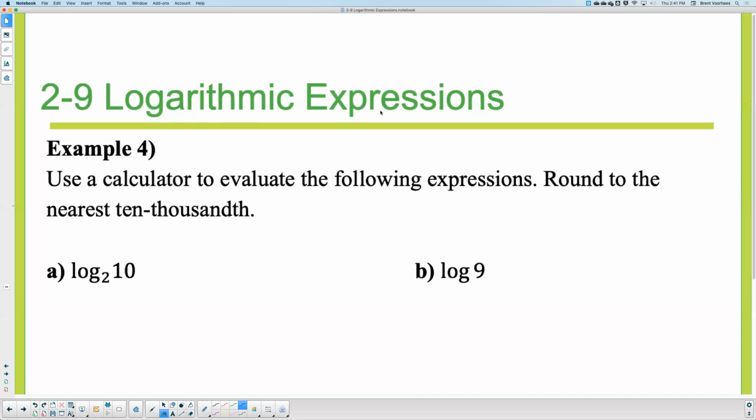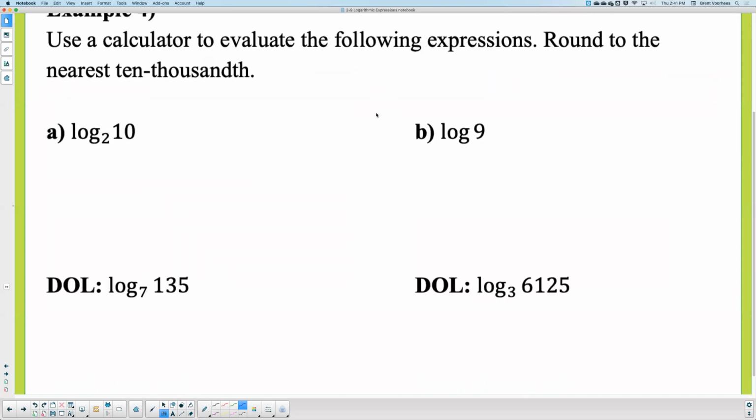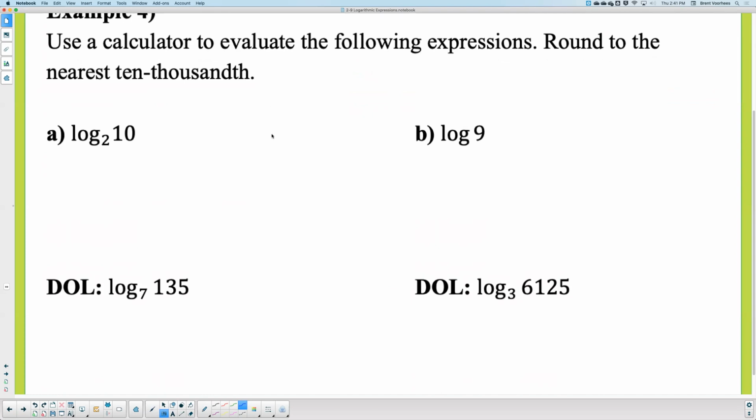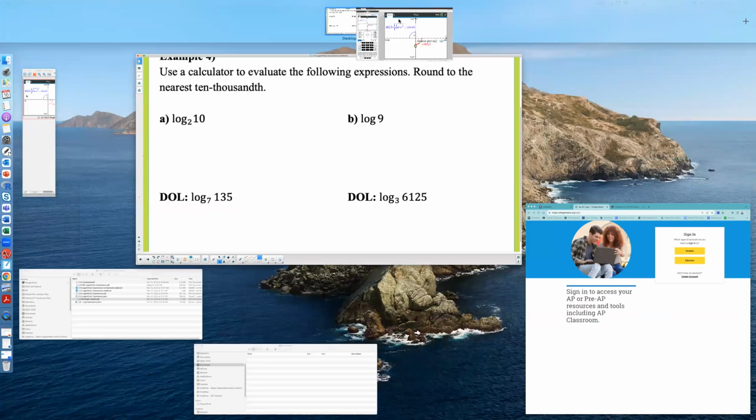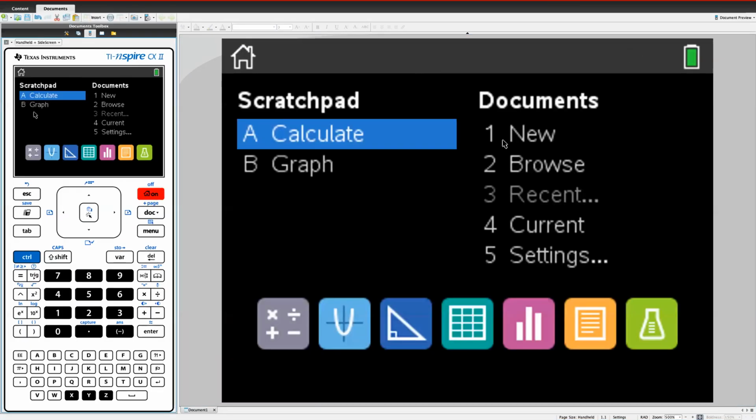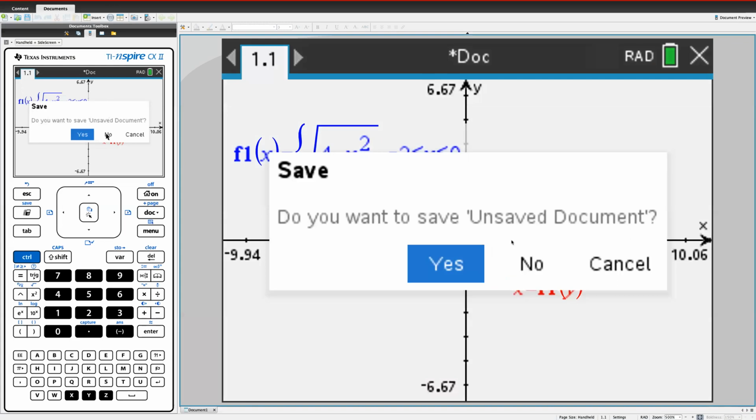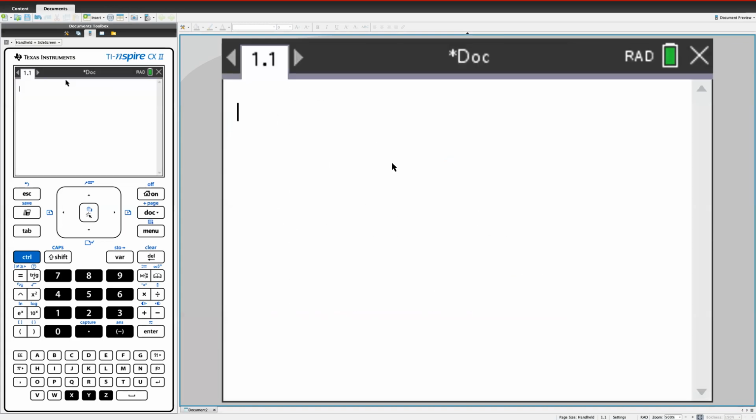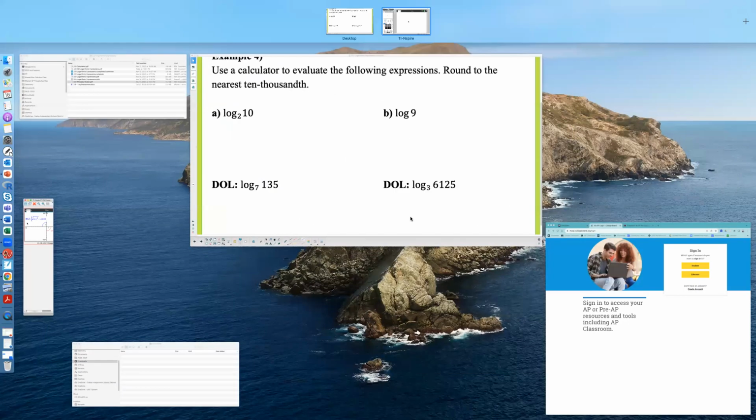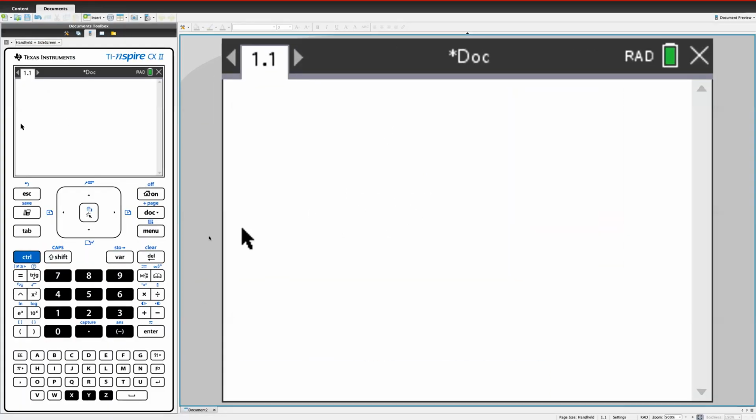Okay, example 4. Now let's just go and make sure we know how to use the calculator. I did this all just on one page to evaluate the following expressions. Go to your calculator here, and here's mine. I'm going to go to new document. And when I open up calculator, I want to calculate log base 2 of 10.